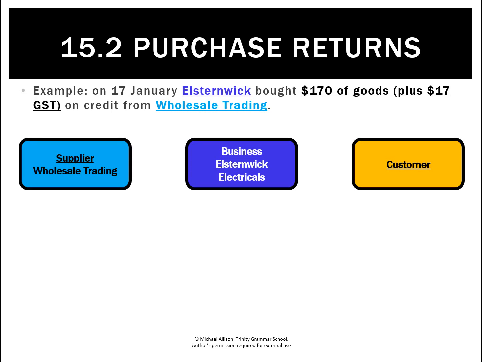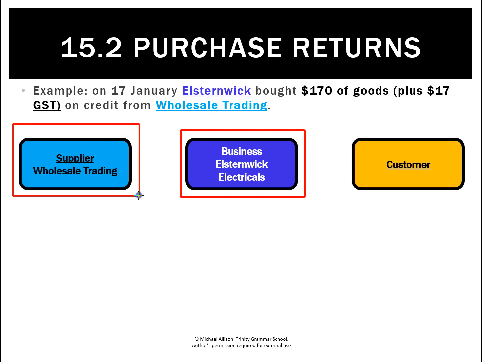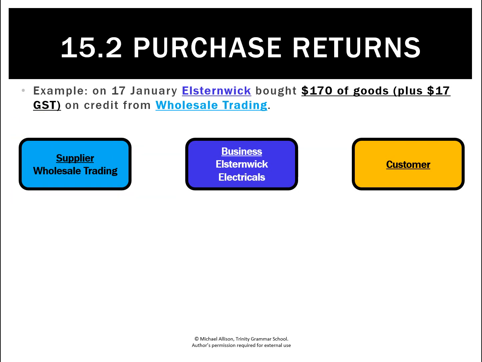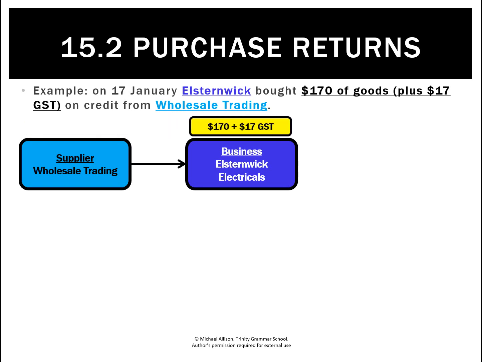So let's say on the 17th of January, we are Alston Wick Electricals. So we can see here that this is our business in the middle here. And we're going to be buying goods from a supplier called Wholesale Trading here. So we bought $170 of goods and we charged GST, and that is going to be on credit. So for us, this is stock or inventory. So the double entry is required.